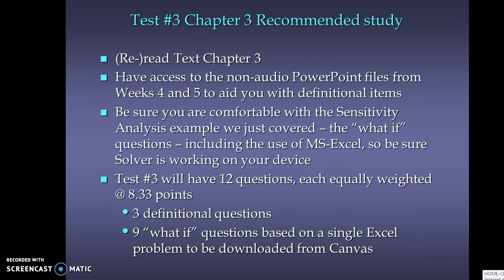So here are my recommendations for your preparation to study for the next test in Chapter 3, which won't be opened until the end of week 5. First, read or reread the textbook, Chapter 3 itself.